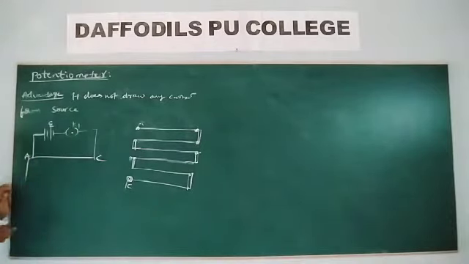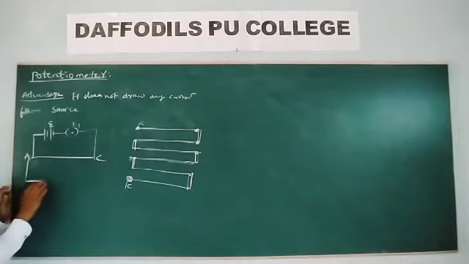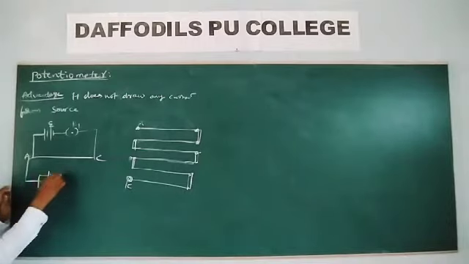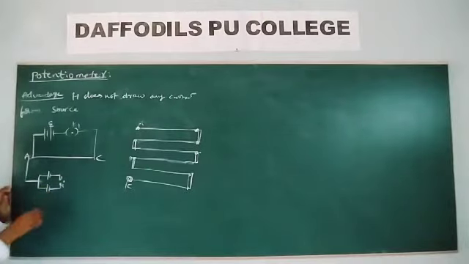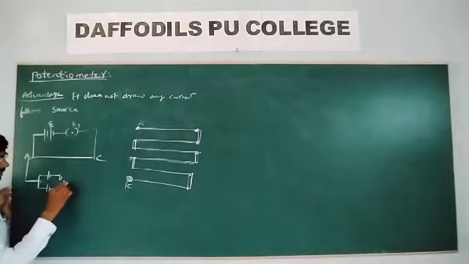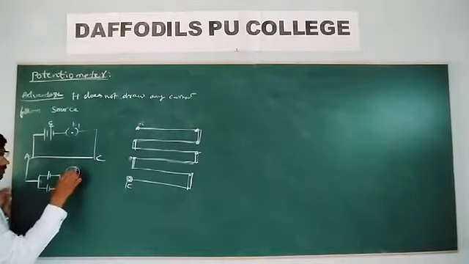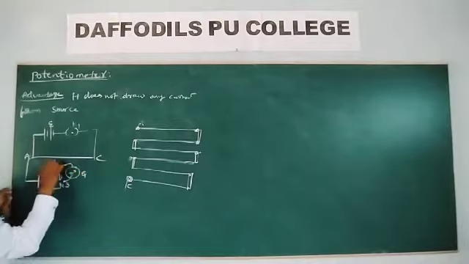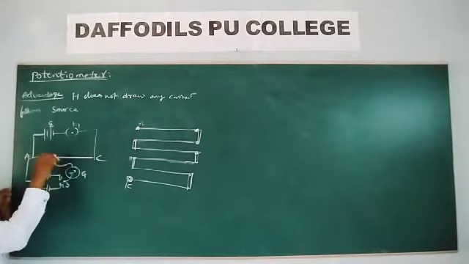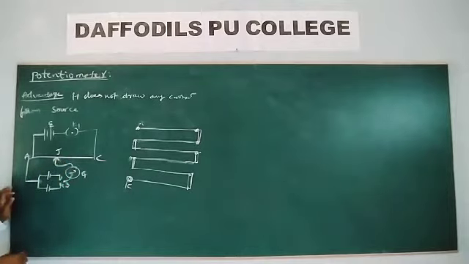In the secondary circuit we will connect two cells, to compare the EMF of the cells we have. There are three terminals, which is called a two-way key. The other end is connected to the galvanometer, and the galvanometer is connected to the jockey. So what is the advantage? It does not draw any current from the voltage source being connected. Then how to measure?